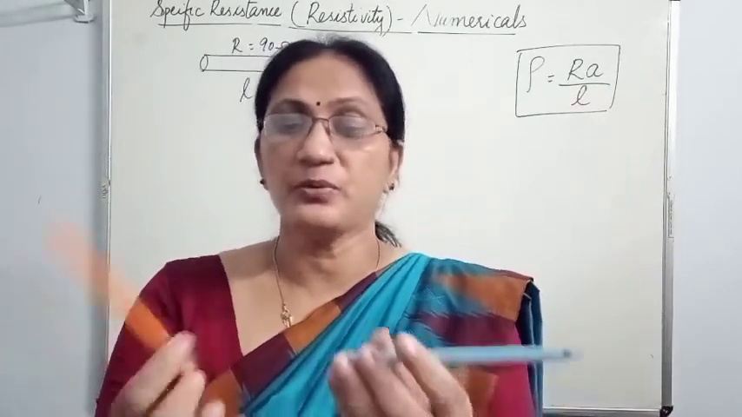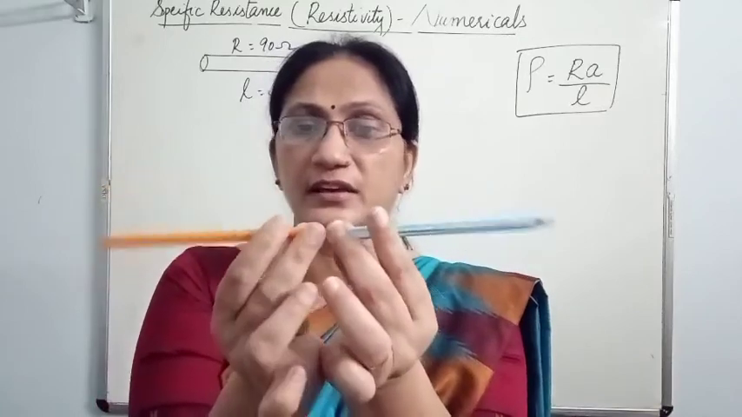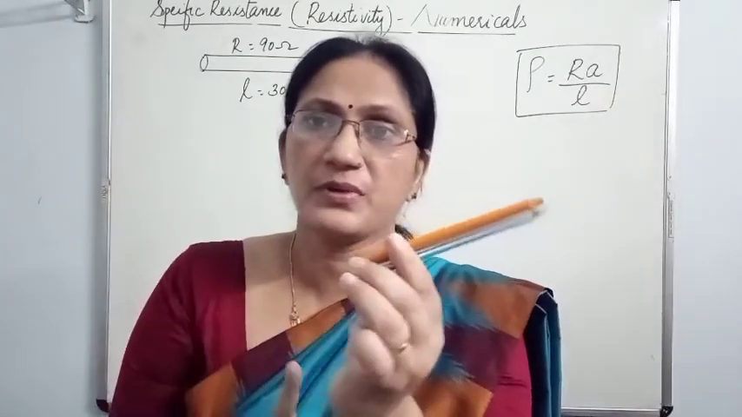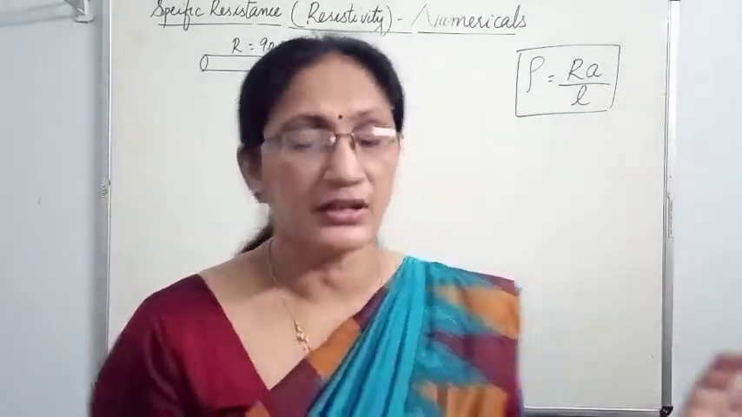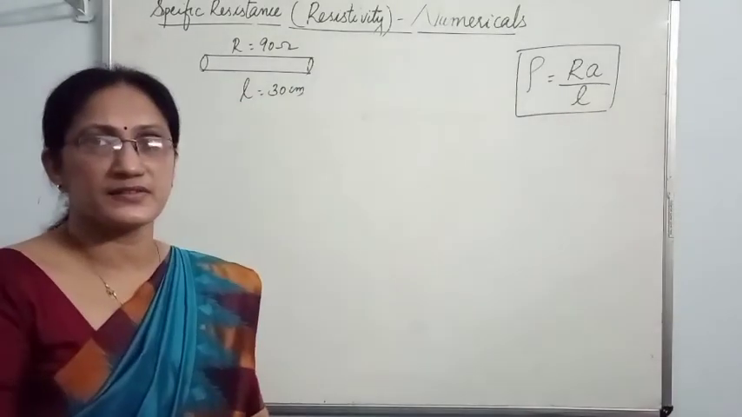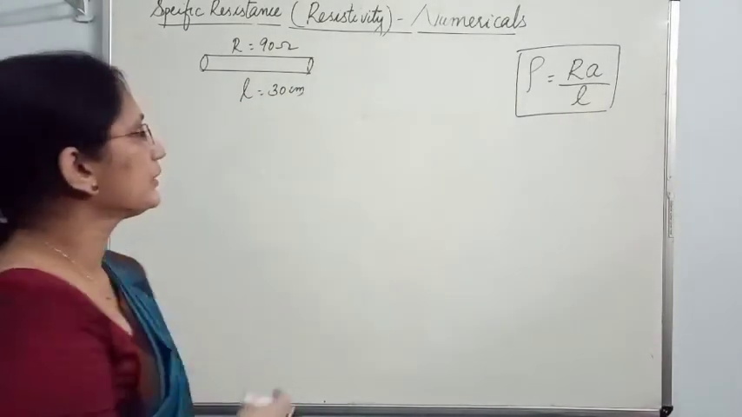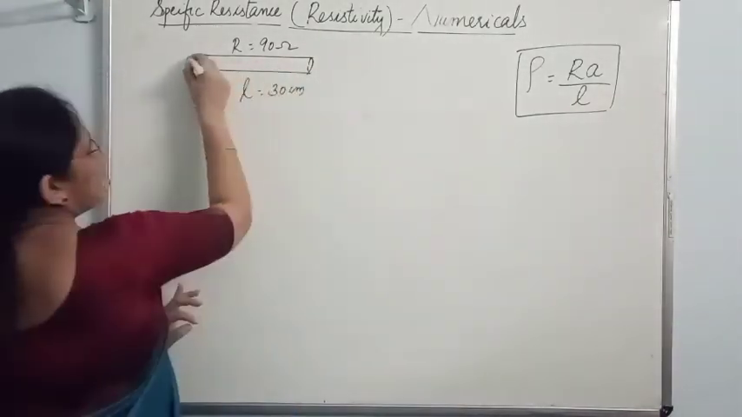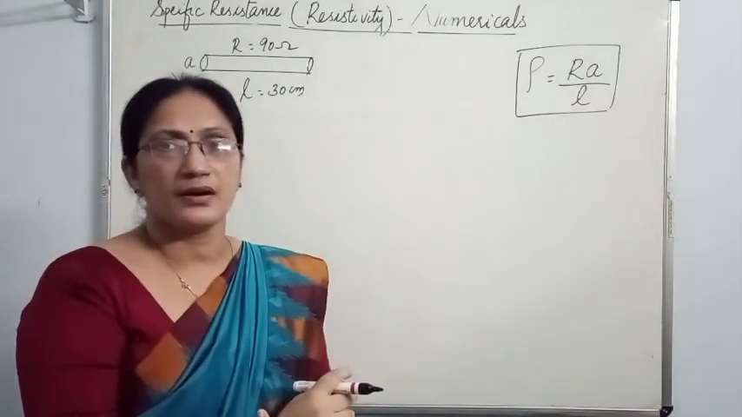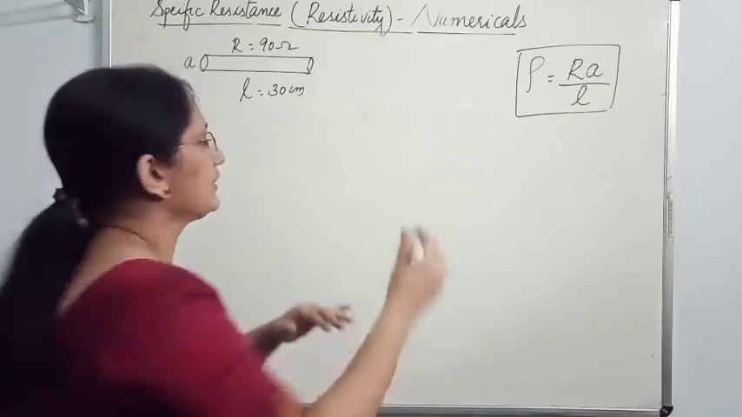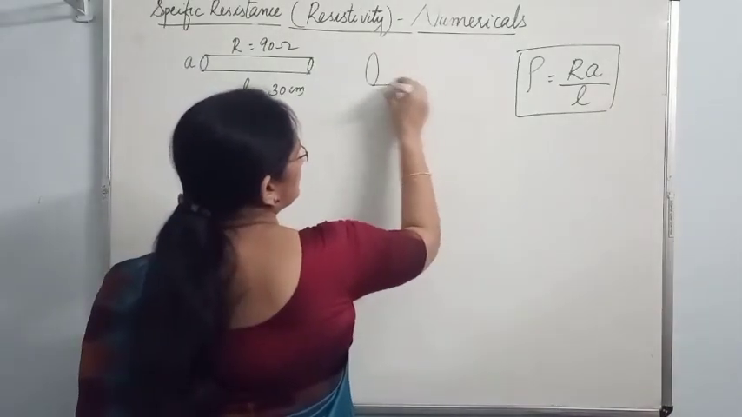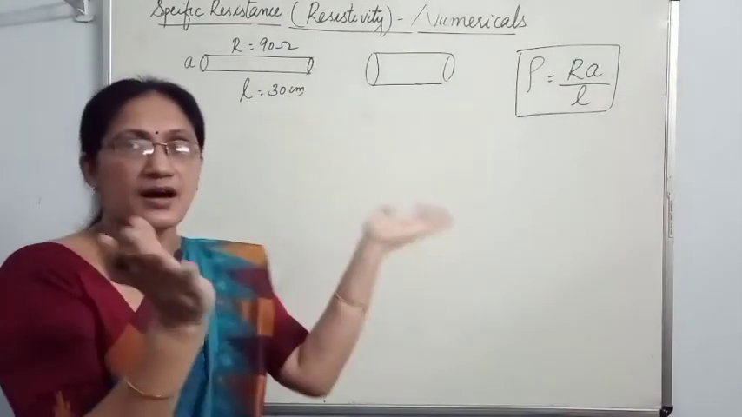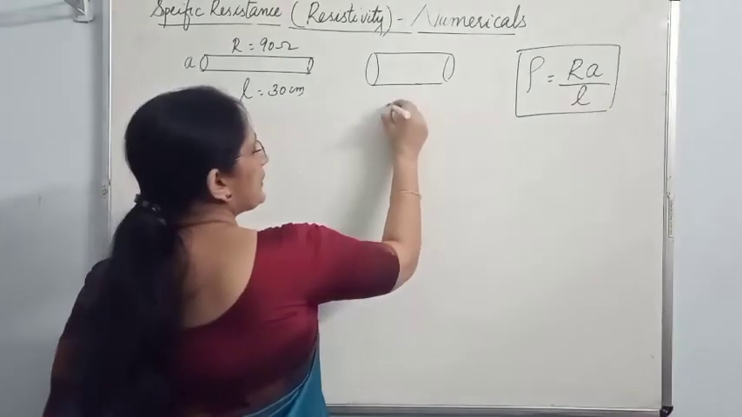Or sometimes in numerical you may see a wire is doubled on itself. Doubled on itself means folding in this way. This is called doubled on itself. So be clear about the meaning of the word. So here the wire is tripled on itself. Tripled on itself means what will be the length and thickness. Suppose area of cross section here is A. After folding it, length becomes 1/3. If 30 centimeter was the initial length, after tripled on itself, length becomes 10 centimeter.